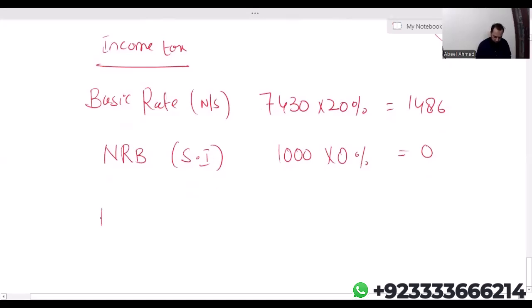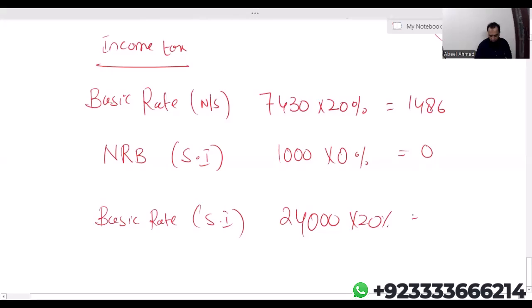Basic rate, obviously saving income, 24,000 into 20%, obviously 4,800. Just add both of them. I'm getting income tax liability 6,286. Income tax liability. Great.